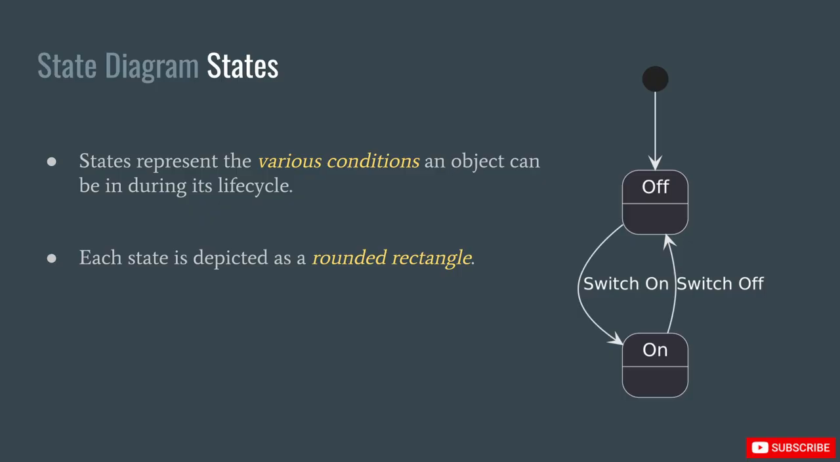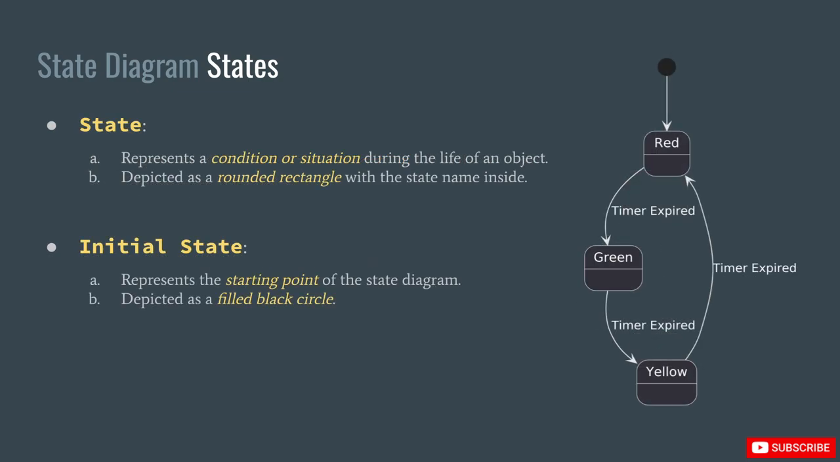States represent the various conditions an object can be in during its life cycle. Each state is depicted as a rounded rectangle. Again, a state represents a condition or situation during an object's life, depicted as a rounded rectangle with the state name inside. And the initial state, shown as a filled black circle, marks the starting point of the state diagram.